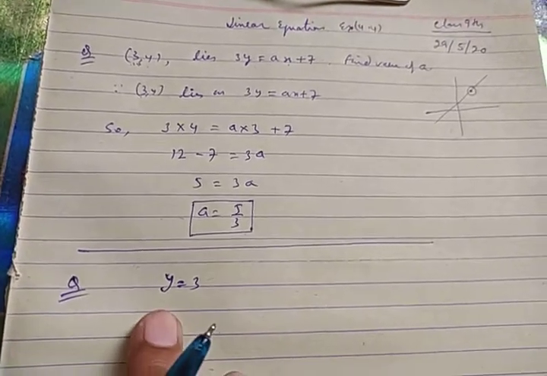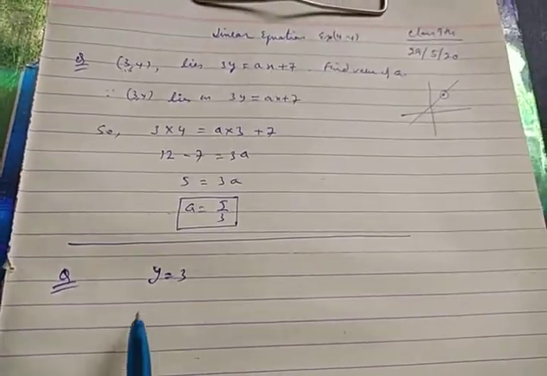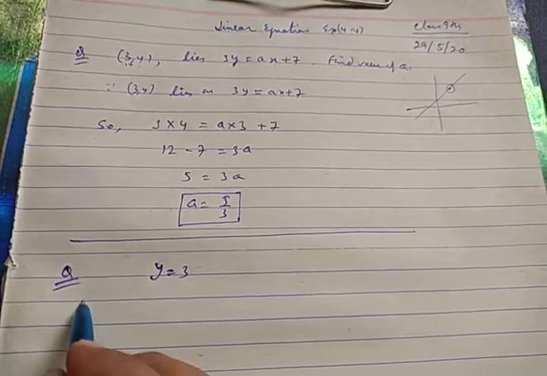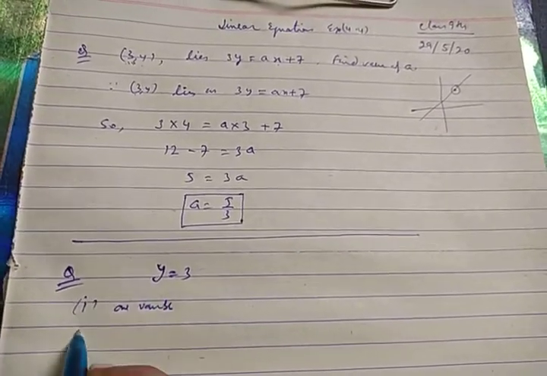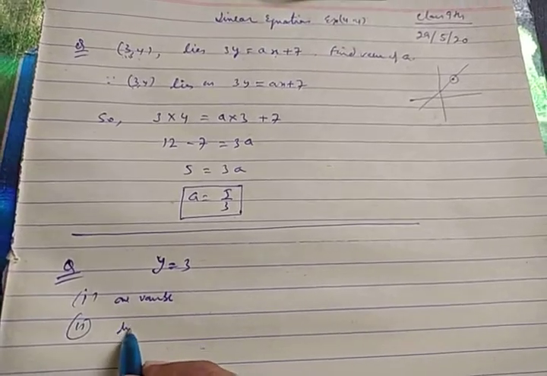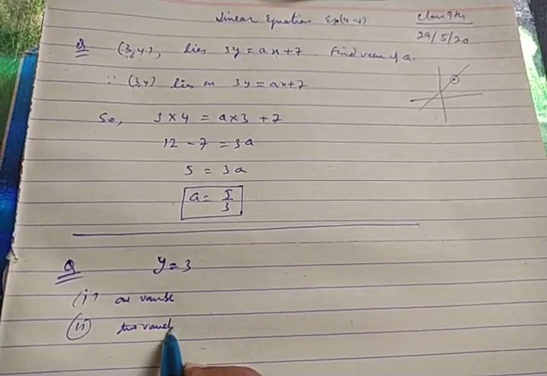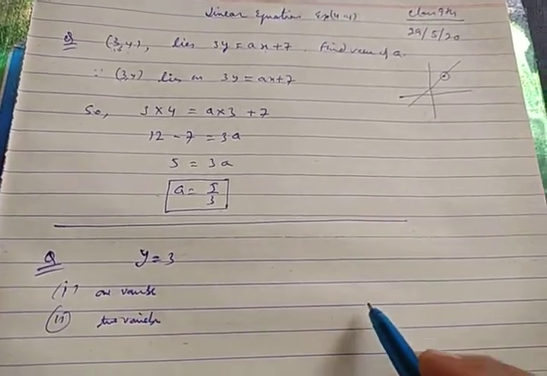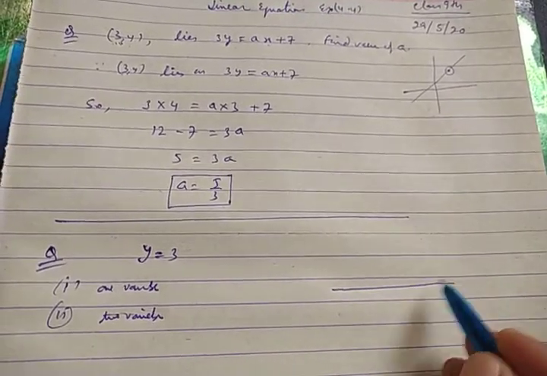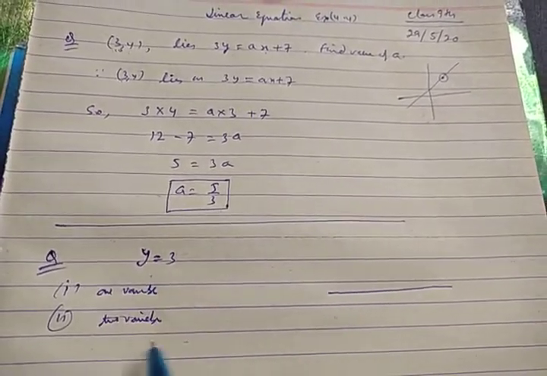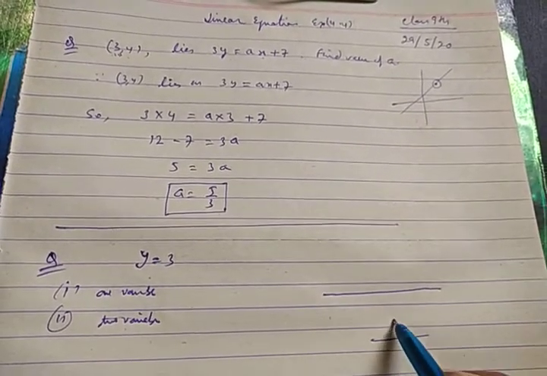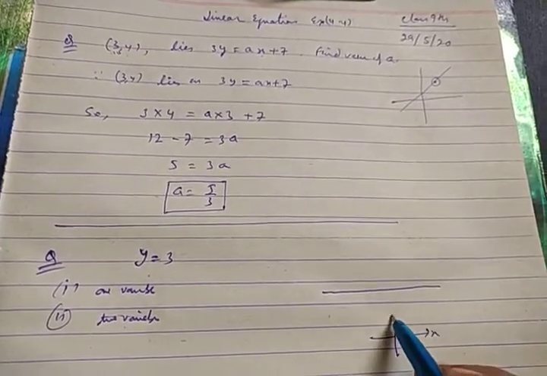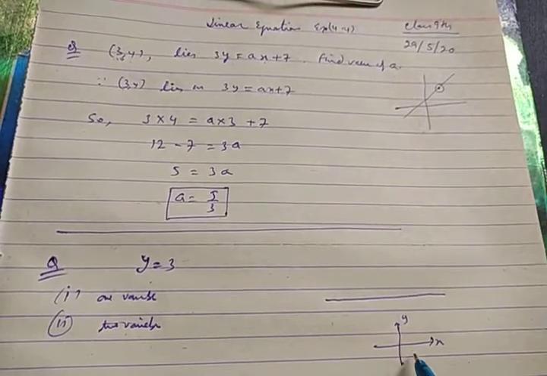The question is saying, represent this as one variable. The first part is one variable and the second is two variables. One variable means simply the number line. On the number line you have to represent this, and two variables means two axes, that is, one is x and one is y. In this format you will have to express it.